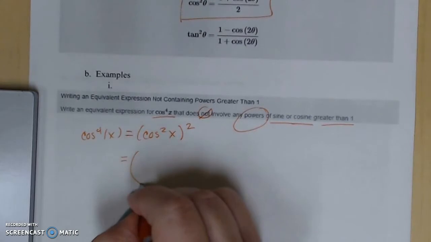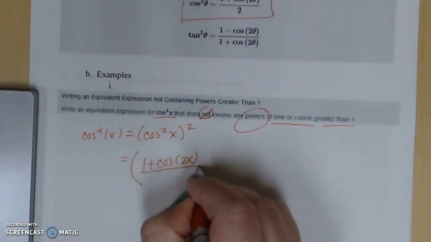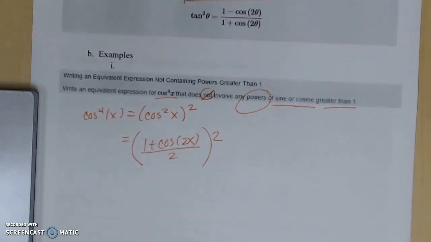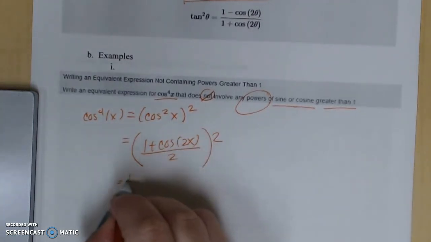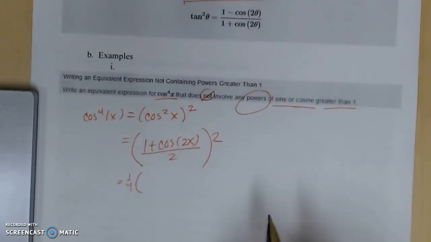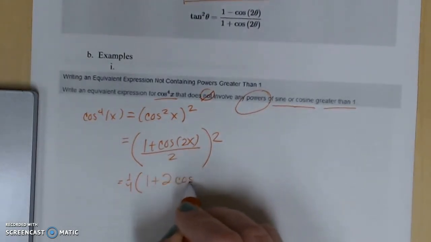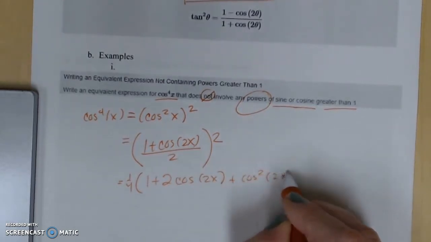So I'm going to substitute that formula in, and that gives me 1 plus cosine of 2x over 2, squared. Then I'm actually going to square this thing out. So the first thing I'm going to do is square this 1/2, or division by 2, and that's going to give me a 1/4. And then I'm just multiplying out the 1 plus cosine 2x times 1 plus cosine 2x, which yields 1 plus 2 cosine of 2x plus cosine squared of 2x.